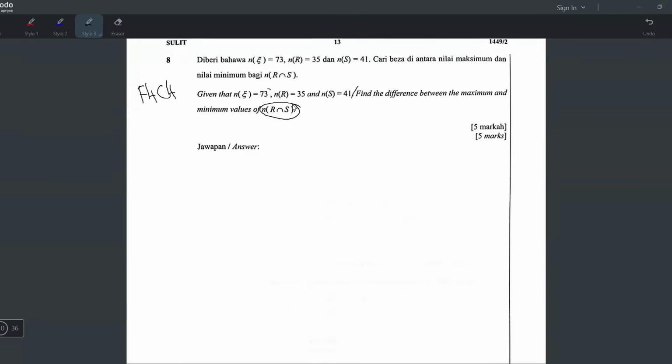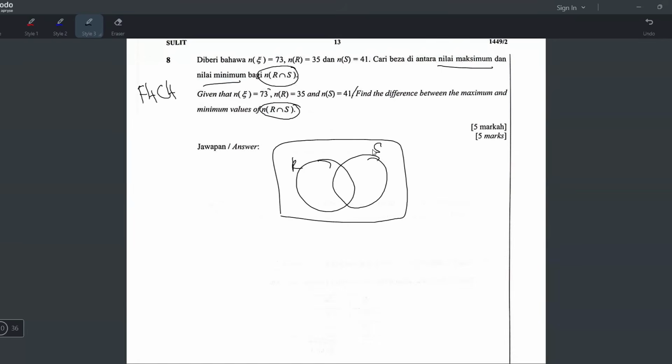Oh my god, what is this? I've never seen this. Cari beza di antara nilai maksimum dan nilai minimum bagi n(R intersect S). I don't understand this part. Alright, if there's an intersection, it means it's like this. This is R, this is S, right? So the maximum value of n(R intersect S). This is the intersect, but it wants the maximum and minimum value. It means the value here can't be determined, there will be a range. Maybe. That's what I'm guessing, that there will be a range for this value right here.